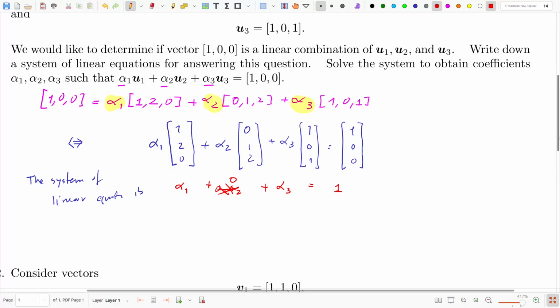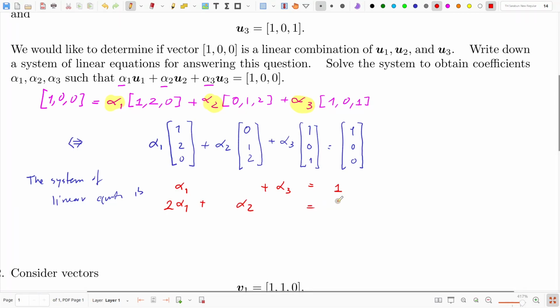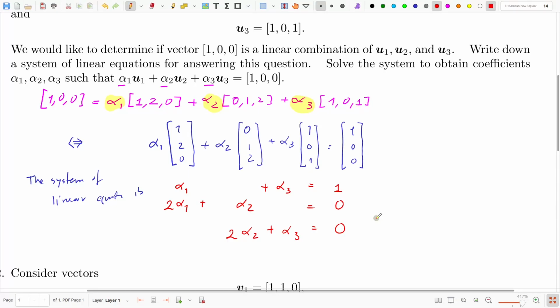Let's do it. Okay? So the other two equations are, what are they? It's going to be 2 alpha 1 plus alpha 2 equals 0. And finally, 2 alpha 2 plus alpha 3 equals 0. Right? Okay, so can you solve for the values of alpha 1, 2, and 3? You can use Gaussian elimination, but you can just do whatever you like.